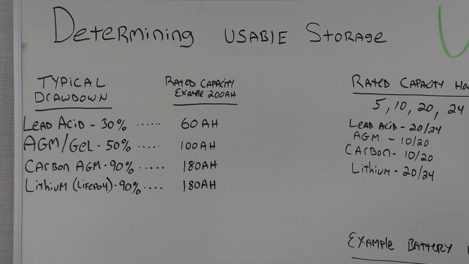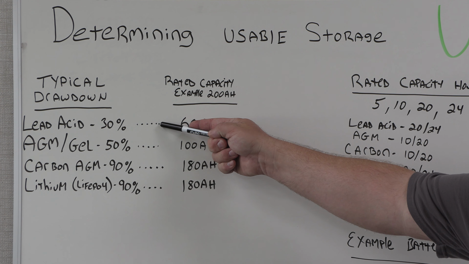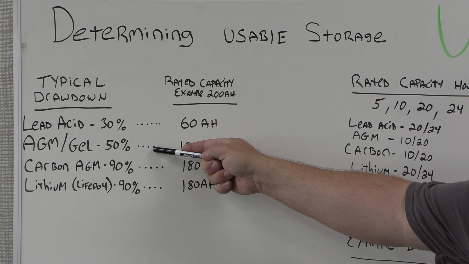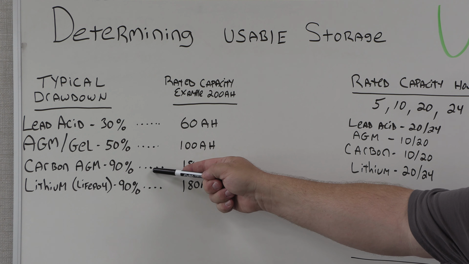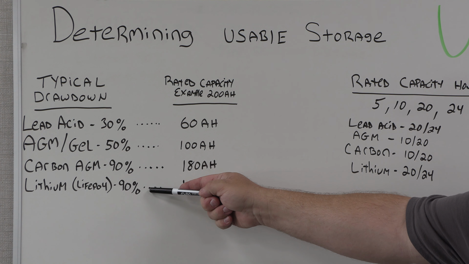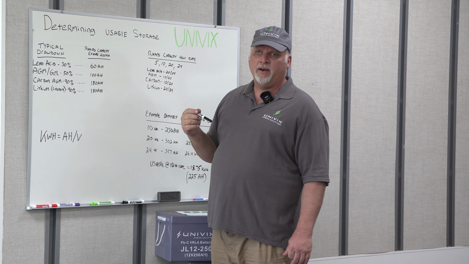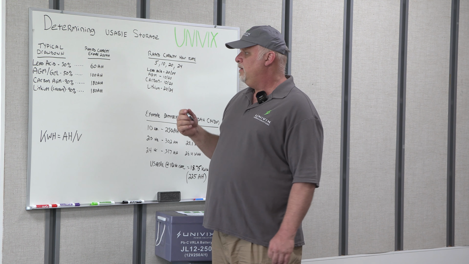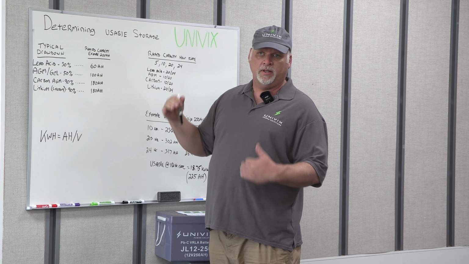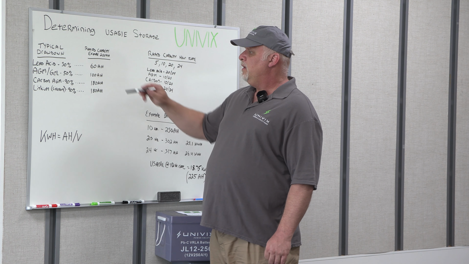Lead acid batteries are about 30%. AGM and gel batteries, which are sealed batteries, are about 50%. Carbon AGM batteries, which are our battery that we carry, are 90%, and LiFePO4 lithiums are 90% as well. So that is the maximum you can draw down that battery without damage to the battery. Obviously, carbon and lithium are the top two to be looking at.